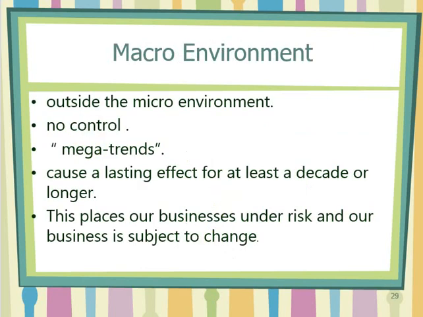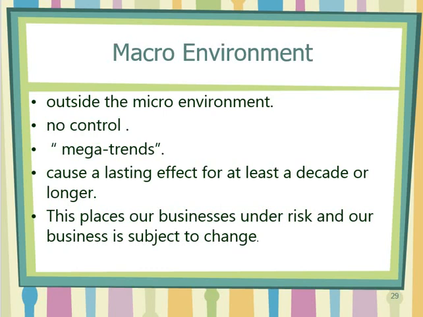Moving on to the last environment now, the macro environment. Remember, this is the environment outside of the micro environment. It is the biggest environment. The micro environment has absolutely no control over this environment. It's where mega trends take place. So COVID-19 would be an example of an element within the macro environment. It causes long-lasting effects for at least a decade or even longer. And it normally places businesses under high risk, and they have to change in order to deal with what is happening in the macro environment.